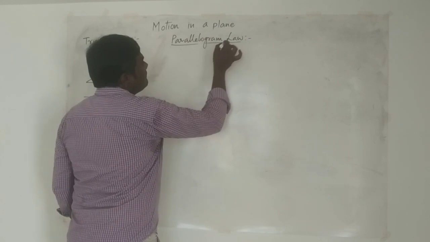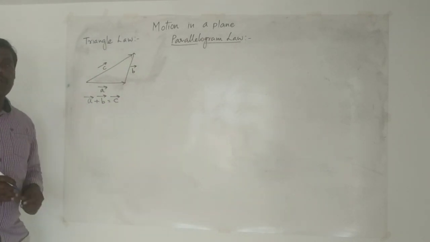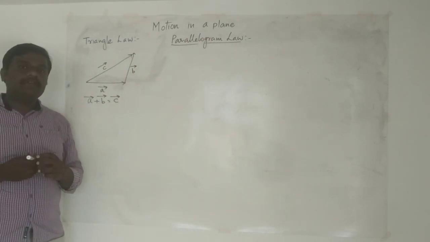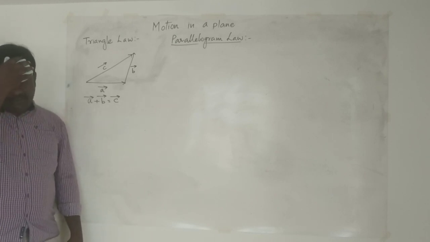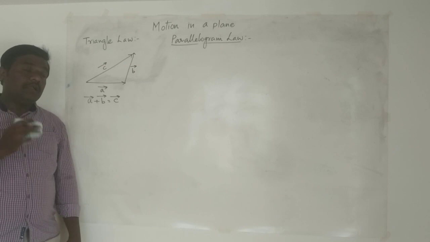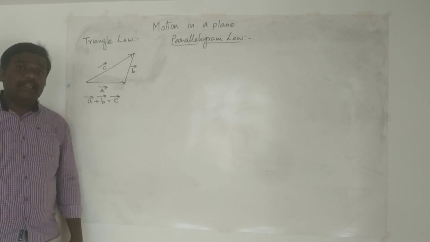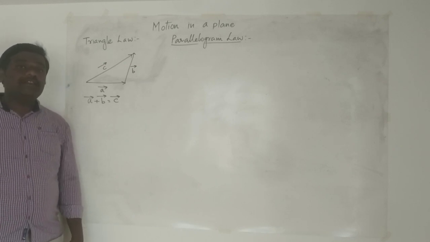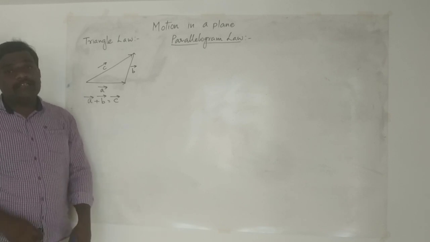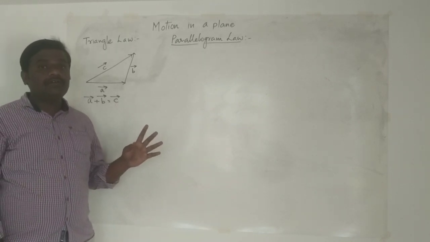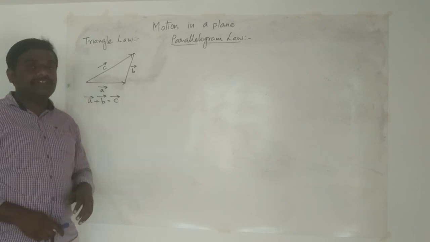Now what is the advantage with the parallelogram law? Unlike in triangle law, in parallelogram law you are able to calculate the actual value of the magnitude and along which direction the resultant vector will act. Both you will get specified formulas. So in the current session I will deal with only the magnitude. In the next session I will go with the directionals.